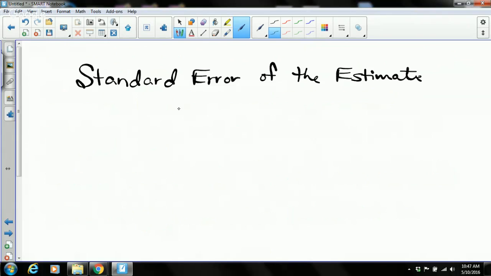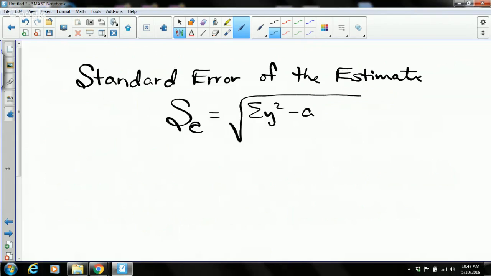Okay. So the formula, the standard error, S sub E, is equal to the square root of the sum of all your y squared, minus A times the sum of y, minus B times the sum of all xy. Those A's and B's and sum of x's and sum of y's and sum of y squared, those are all the same things you've been calculating, okay? And that's all being divided by n minus 2.